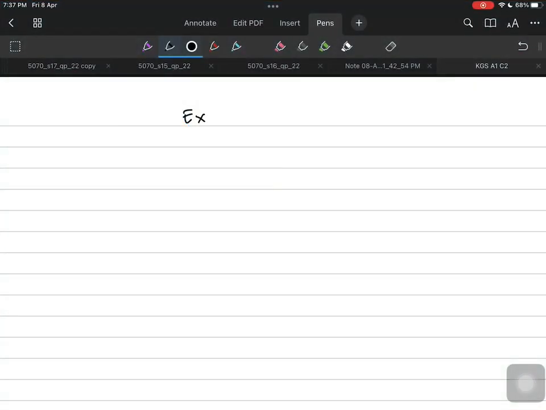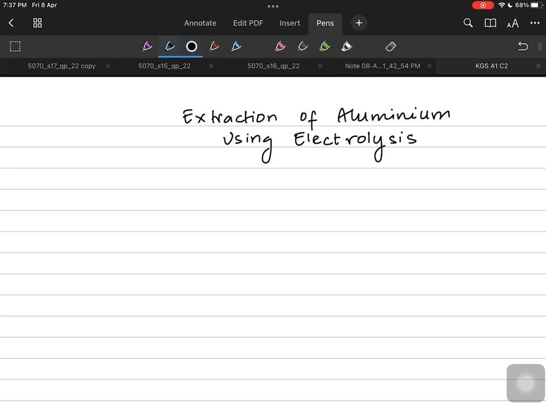So today's video is going to be about the idea of extraction of aluminium using the process of electrolysis. For the past few videos we have been talking about electrolysis, the conditions required for it, and obviously how various chemical processes are required in electrolysis.